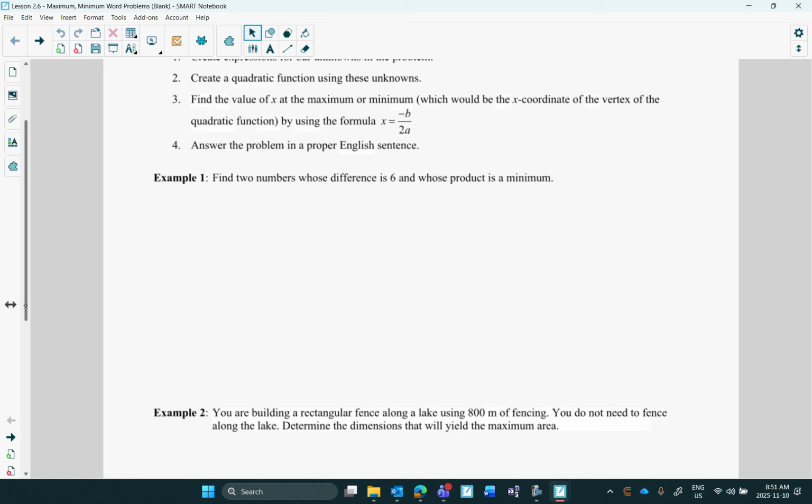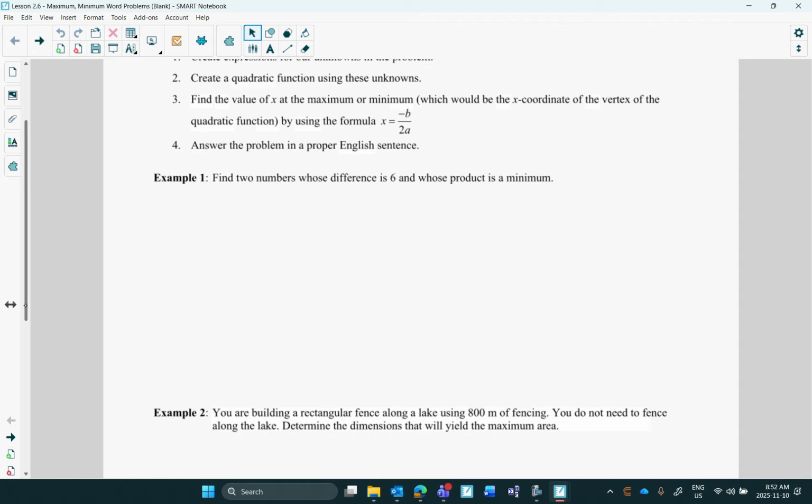It isn't exactly one that happens in real life, okay? But it gives you an idea of how we do the problem, because we approach these problems the same way. So find two numbers whose difference is 6 and whose product is a minimum.